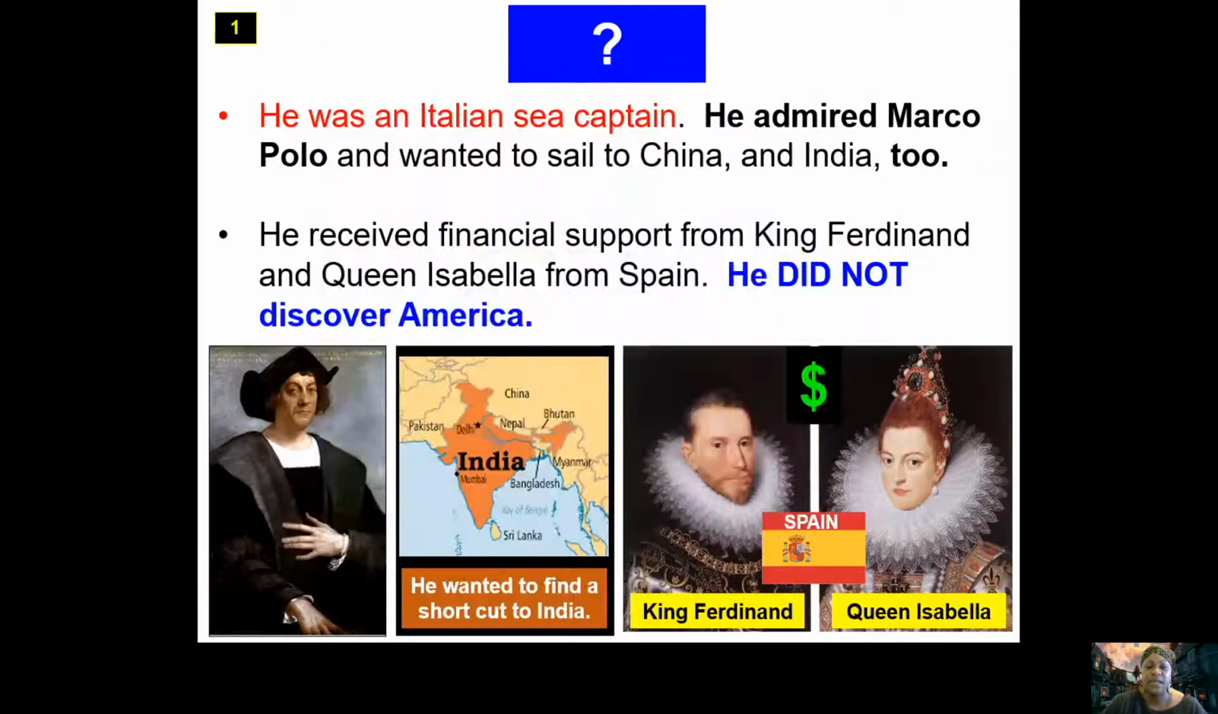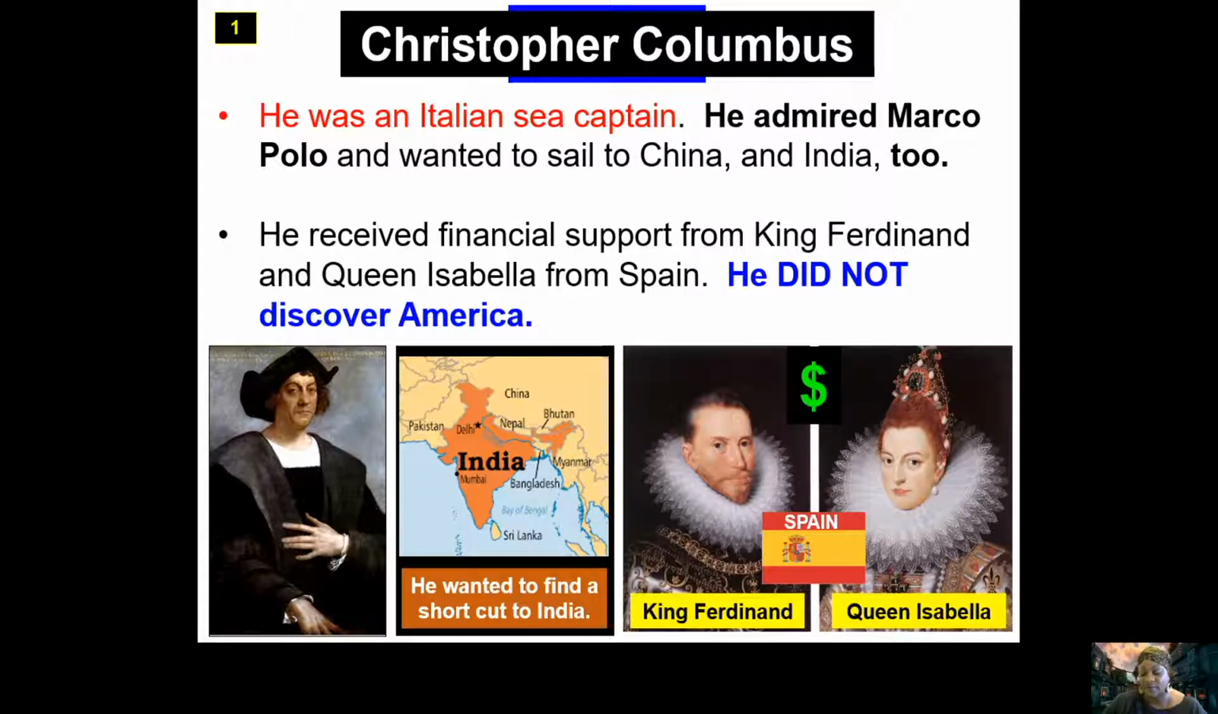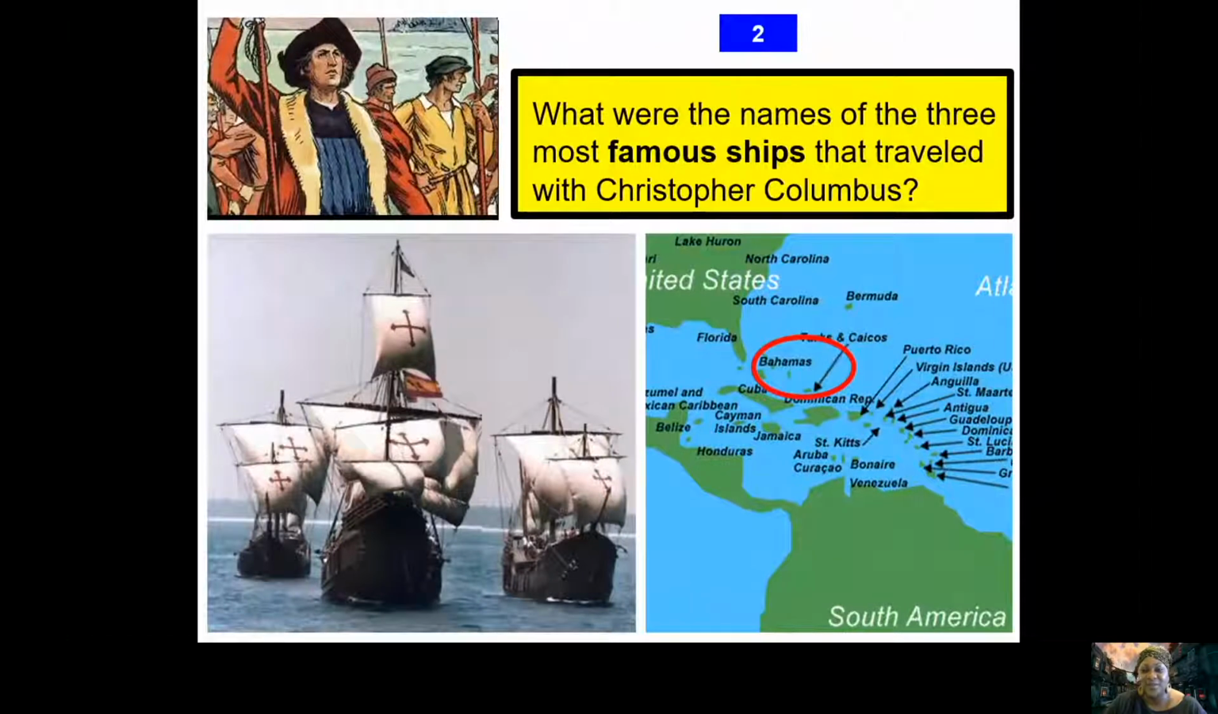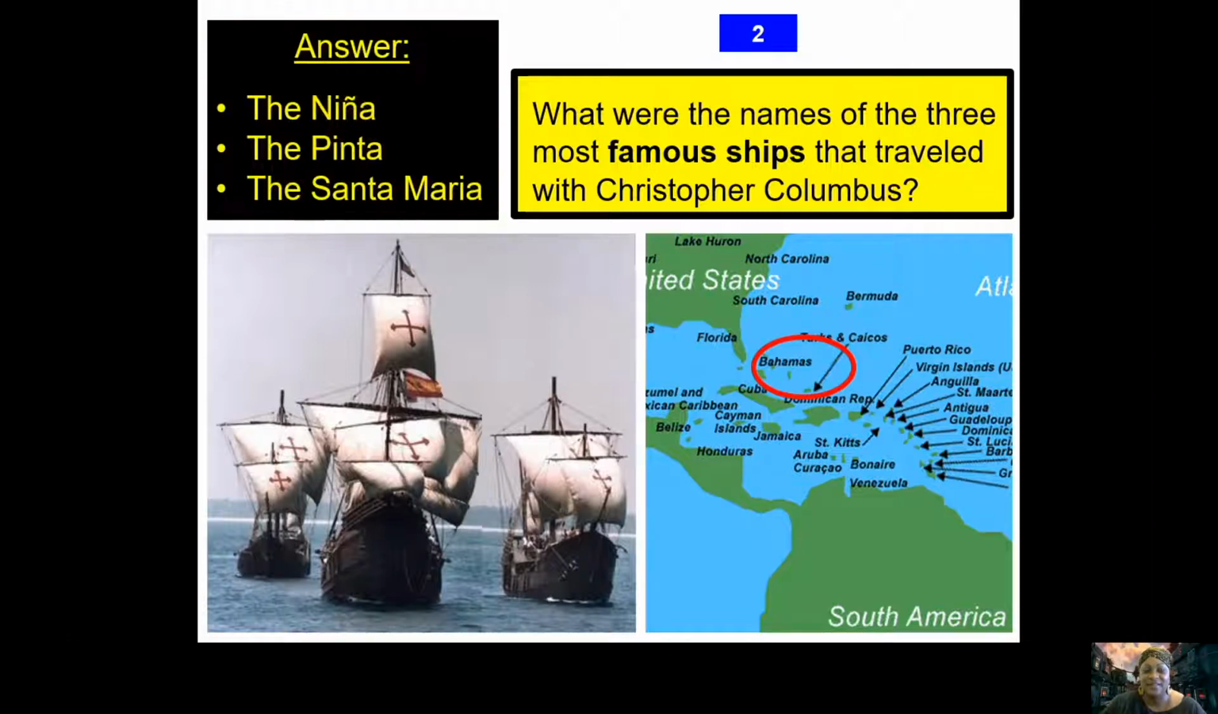Question number 1. He was an Italian sea captain. He admired Marco Polo, and he wanted to sail to China, and that area, we're talking about India. He received financial support from King Ferdinand and Queen Isabella from Spain, and he did not discover America. That person is Christopher Columbus. Question number 2. What were the names of the 3 most famous ships that traveled with Christopher Columbus to the New World? Let's see if you remember. Those 3 ships are the Niña, the Pinta, and the Santa Maria.